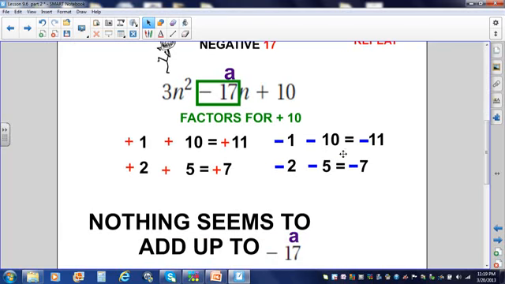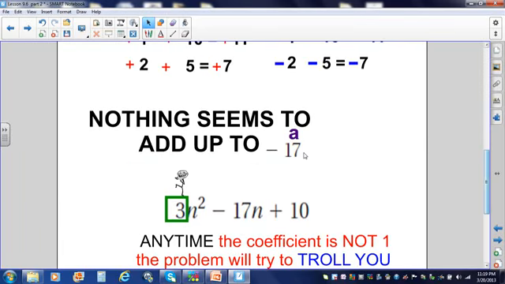So here are my possible combinations, positive 1 and positive 10. If I add those together, it gives me 11. Positive 2 and positive 5, add it, gives me positive 7. Try your negatives. Negative 1 minus 10 gives you negative 11. Negative 2 minus 5 gives you negative 7. Nothing seems to add up to negative 17.